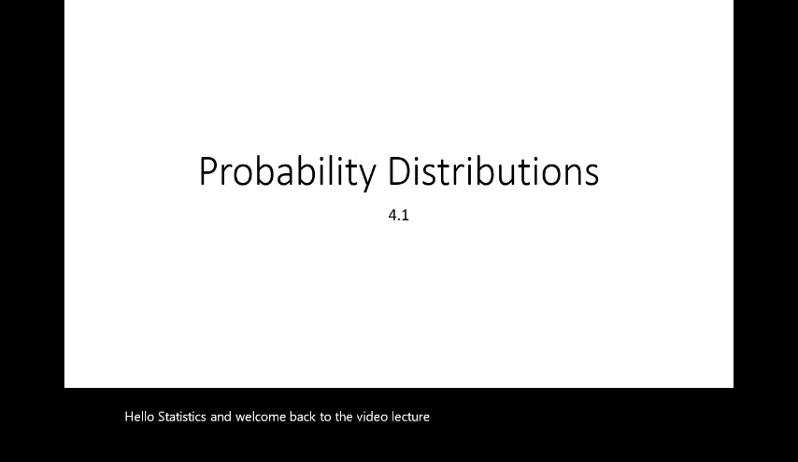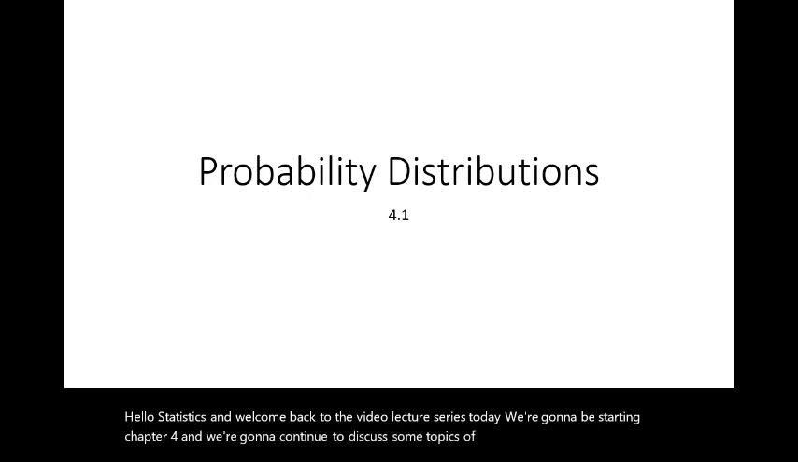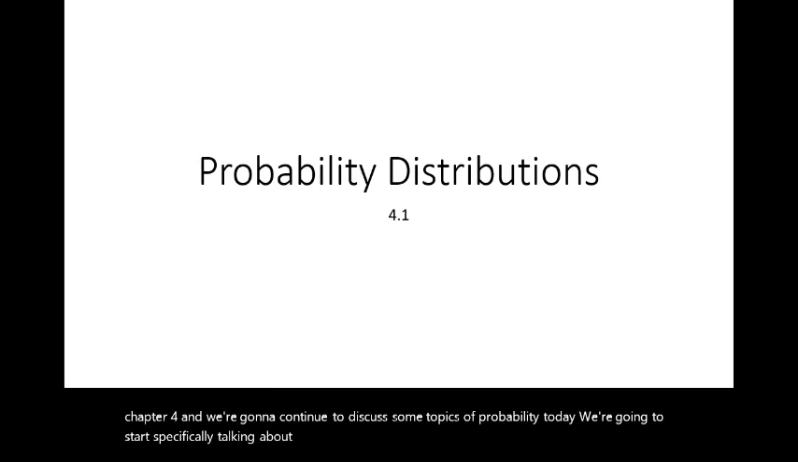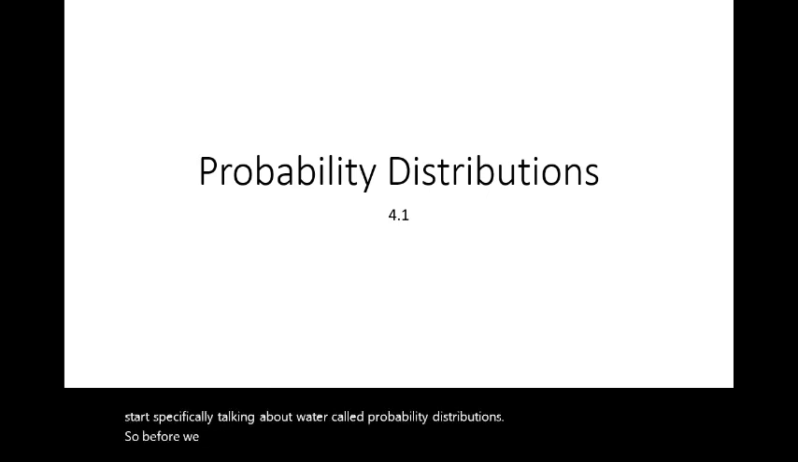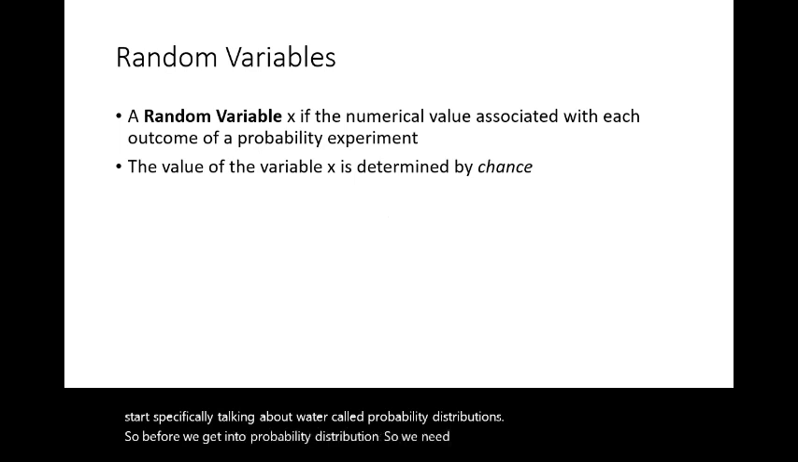Today we're going to be starting chapter 4 and we're going to continue to discuss some topics of probability. Today we're going to start specifically talking about what are called probability distributions. So before we get into probability distributions, we need to talk about what random variables are.